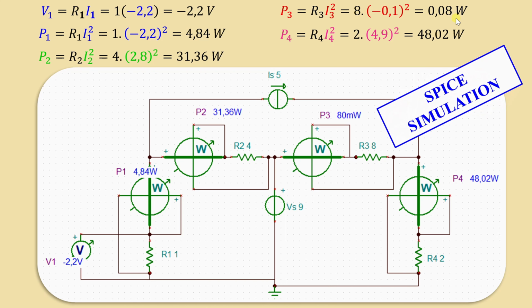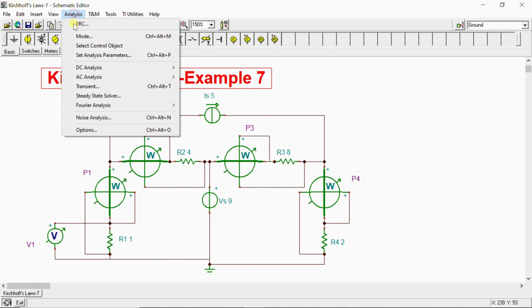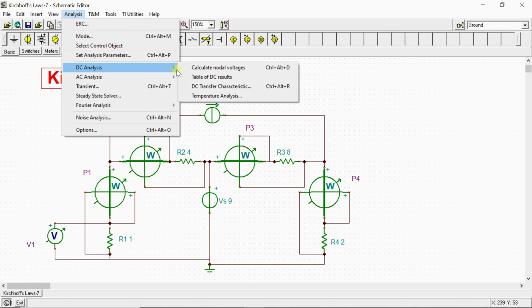After we finish the calculation, we verify our calculation using SPICE simulation. Let's take a look in the SPICE simulator. Here is the circuit done in the SPICE simulator. Let's go here to analysis. We do analysis, calculate nodal voltage.